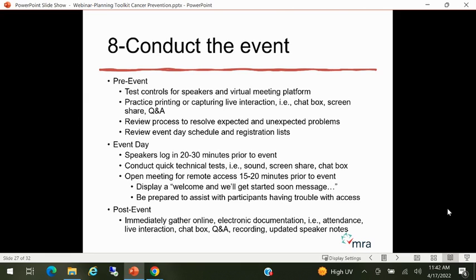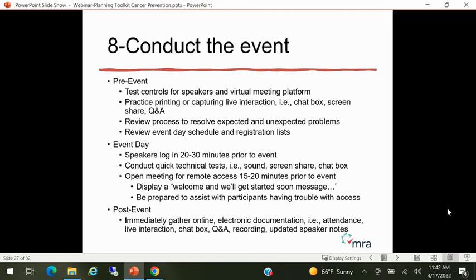One event, we had an administrative assistant sitting in the room, but behind a wall so that we couldn't see her. But she was there and available and had access to all the speakers and to the facility resources behind the scenes. Pre-event, review the event day schedule, registration list, or any last minute logistics that need to be talked about.